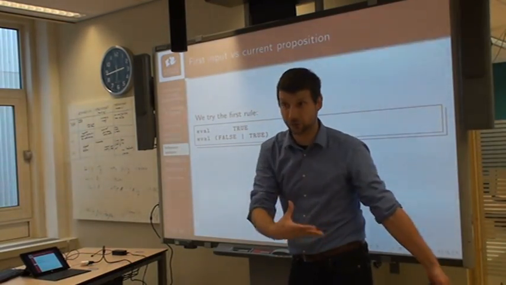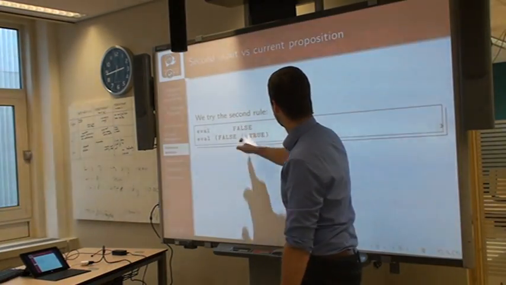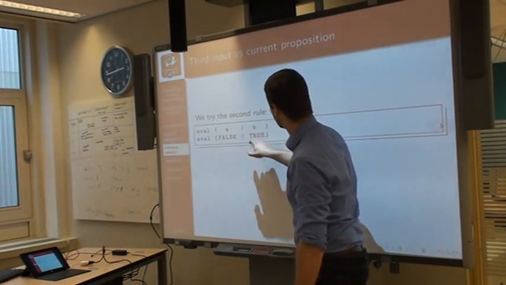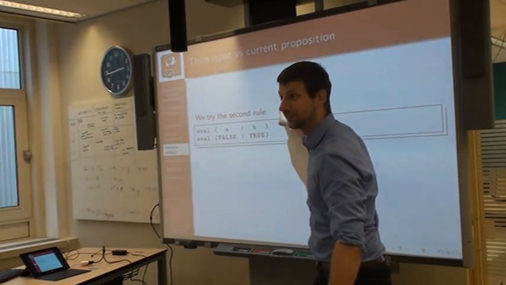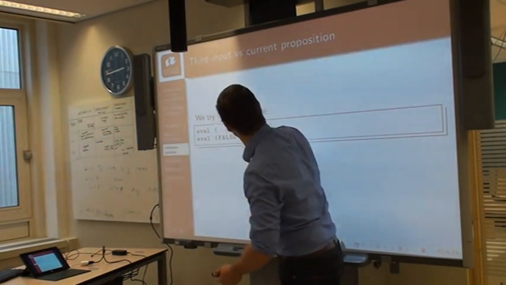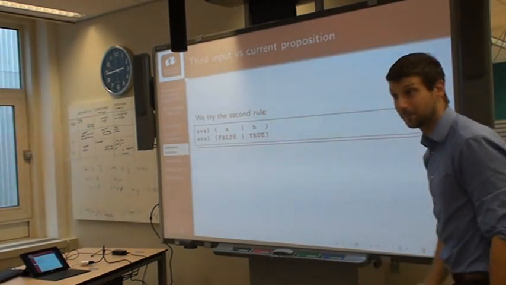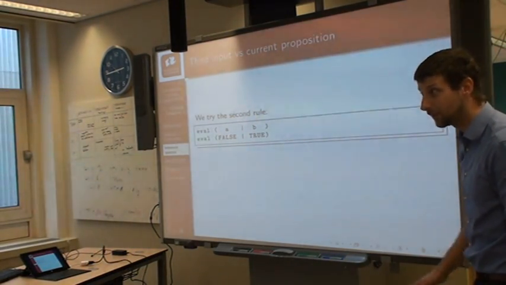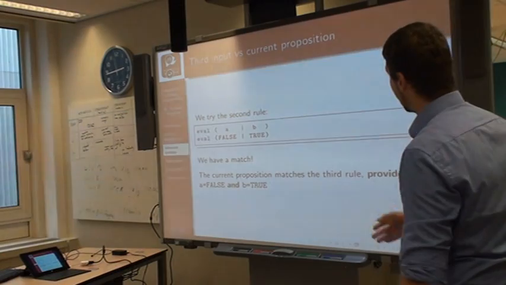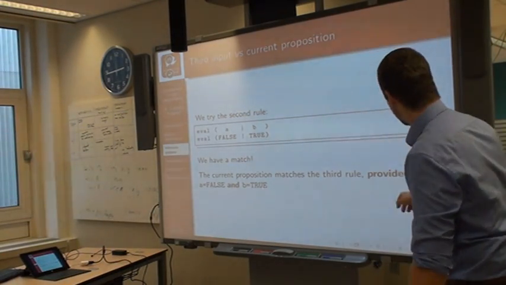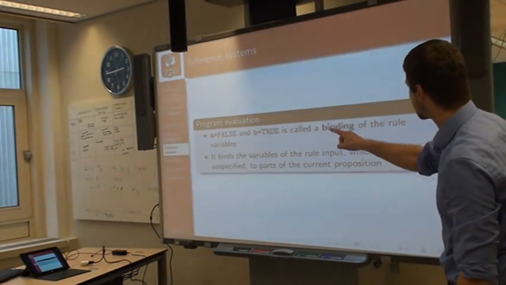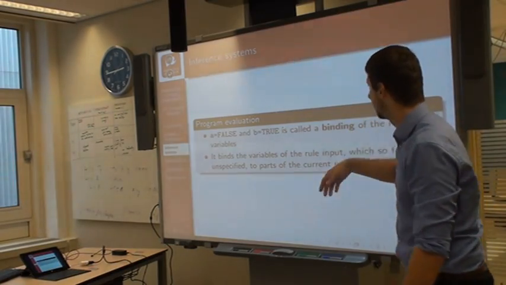This is the same intuitive process we just ran. For false, once again, it doesn't match. For A or B, if you write it like this, just by putting spaces and parentheses, you clearly see that A is false, B is true, and then the 2 things are the same. Does everyone really get it? Okay. And so the second rule matches, as long as A is equal to false and B is equal to true. Now, A equal to false and B equal to true is called a binding of the rule variables.